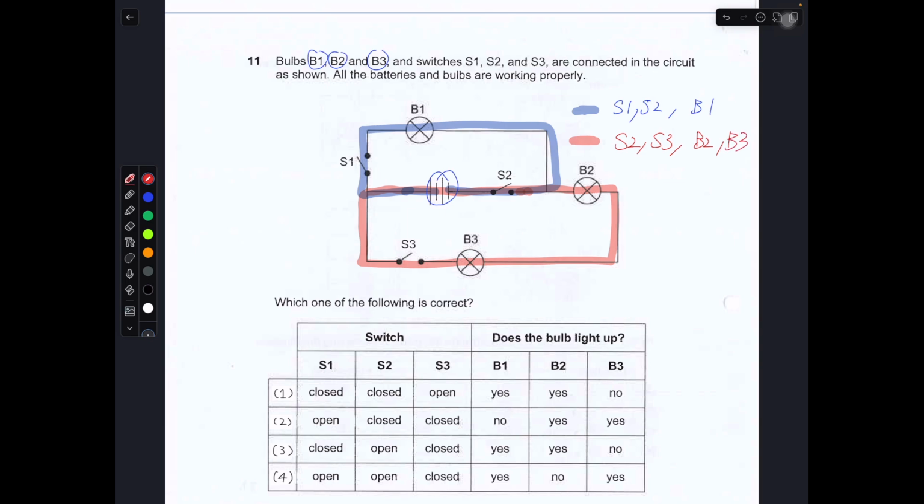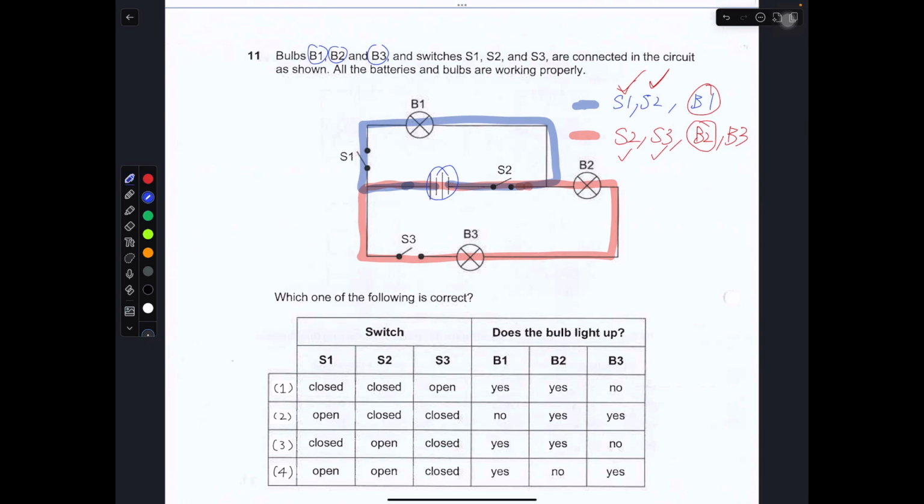That means if I want B1 to light up, these 2 must be closed. If I want B2 to light up, S2 and S3 must be closed. Likewise for B3. You can see the common switch between the blue color path and the red color path is S2. If it's open, no bulb will light up.